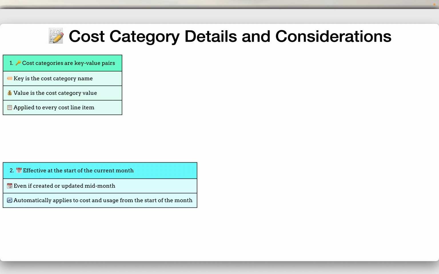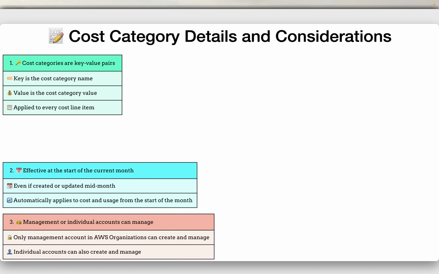Cost categories are effective from the beginning of the current month, even if created or updated mid-month, so they are automatically applied to cost and usage from the start of the month. Only the management account in AWS Organizations or individual accounts can create and manage cost categories.